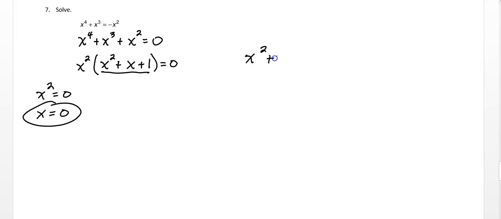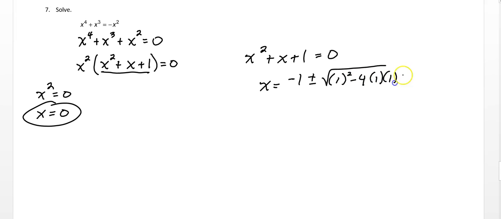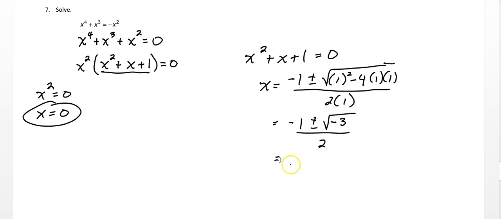Now we take x squared plus x plus 1 and solve that by the quadratic formula. So that's the opposite of b, plus or minus the square root of b squared minus 4 times a times c, all over 2 times a. So this simplifies into -1 plus or minus the square root of -3, which simplifies to -1 plus or minus i square root of 3 over 2.